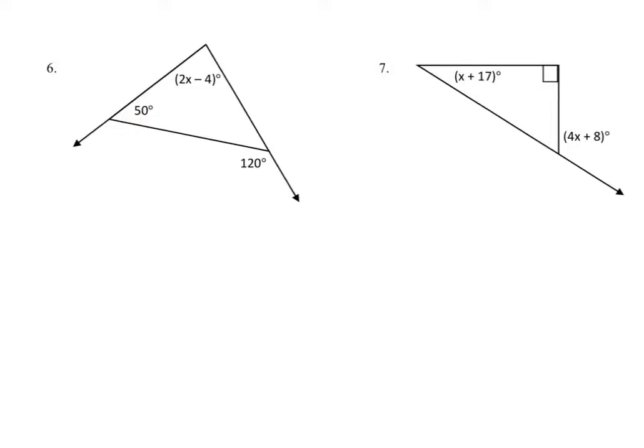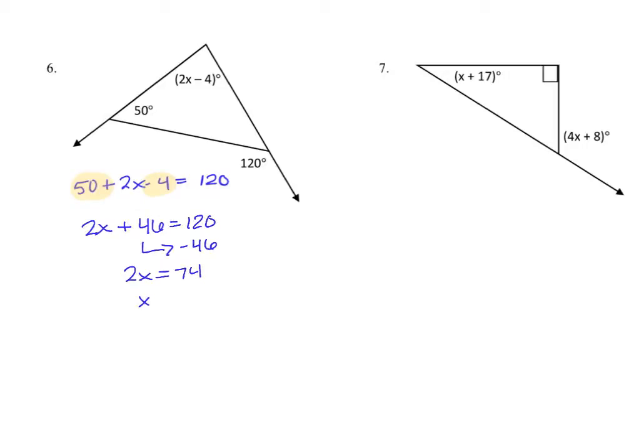The remote angles are 50 and the 2x minus 4 because they are opposite or not touching the exterior angle. So we're going to add those together. So we have 50 plus 2x minus 4 is equal to 120. Next, we want to combine our like terms. So you have a positive 50 and a negative 4. So that's going to give you 2x plus 46 is equal to 120. Then subtract the 46. You'll get 2x is equal to 74, making x 37 degrees.